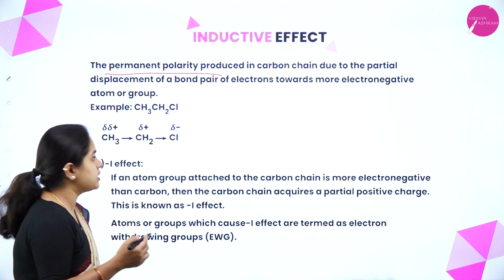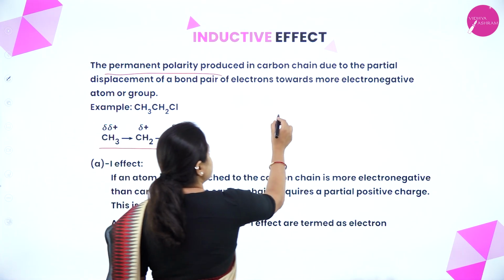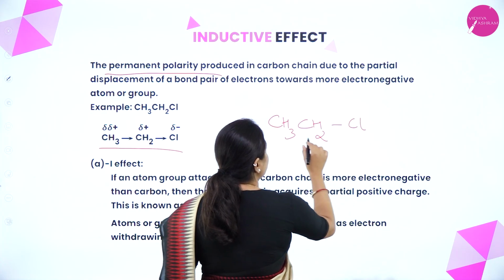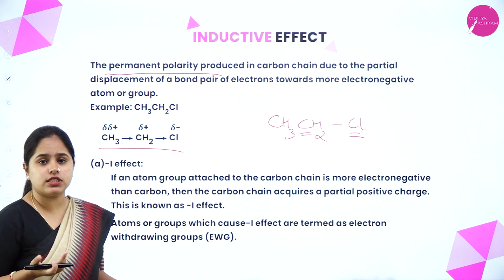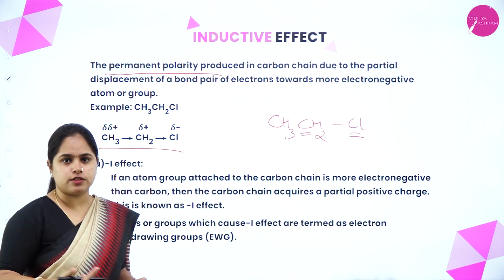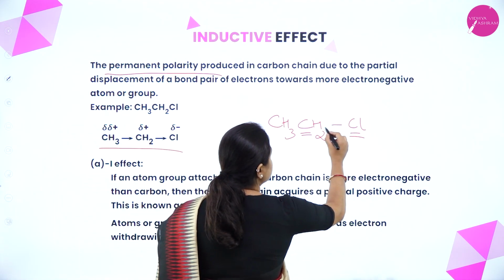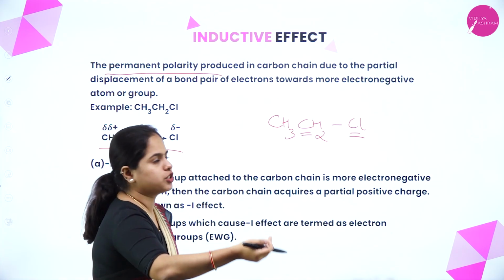It is a permanent polarity produced in a carbon chain when there is an electronegativity difference between the 2 atoms. As you can see in this example, CH3, CH2, Cl, between the carbon and the chlorine atom there is an electronegativity difference. Chlorine is more electronegative. So what happens is this shared pair of electrons will be moving towards the more electronegative one.